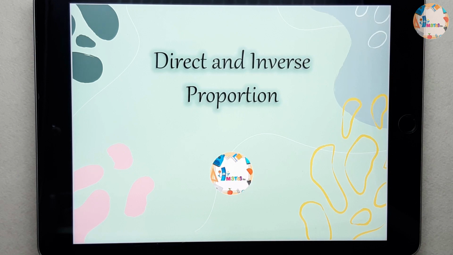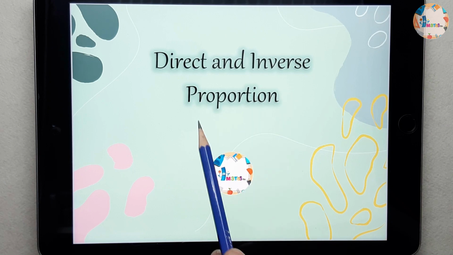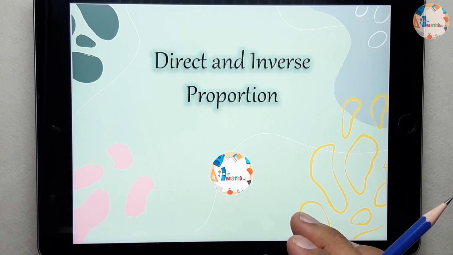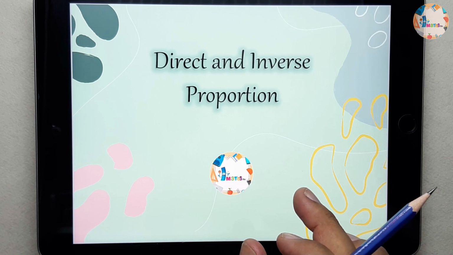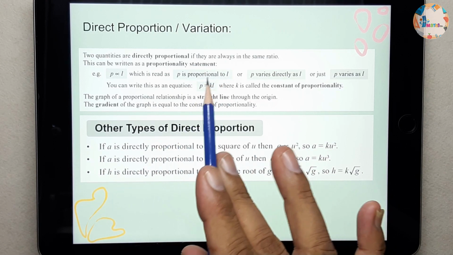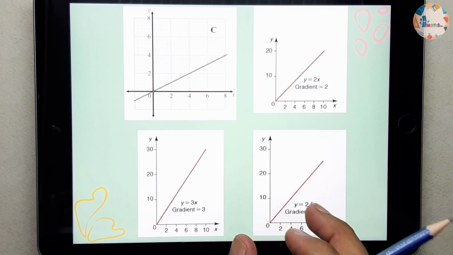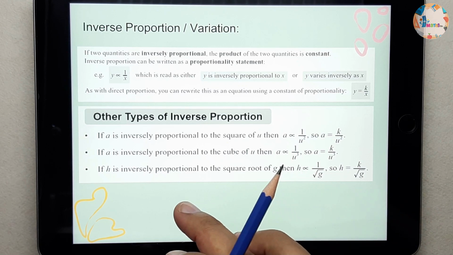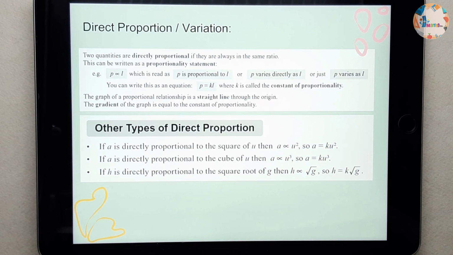Welcome to Maths TV. Today we'll be going through step-by-step revision of direct and inverse proportion, or you can say direct and inverse variation. This will be a two-part video. In part 1 we will be covering direct proportion or variation, with a detailed explanation and some questions as well. The second part will be inverse proportion or inverse variation, and we will discuss it in detail. So part 1 starts with direct proportion.